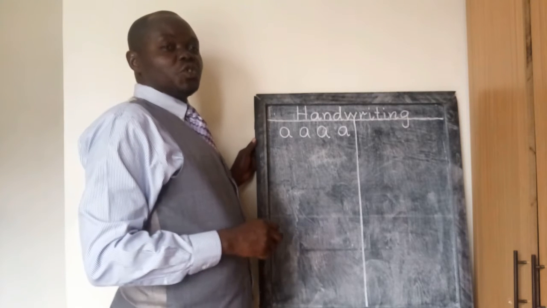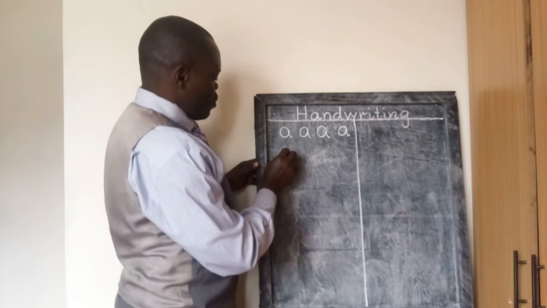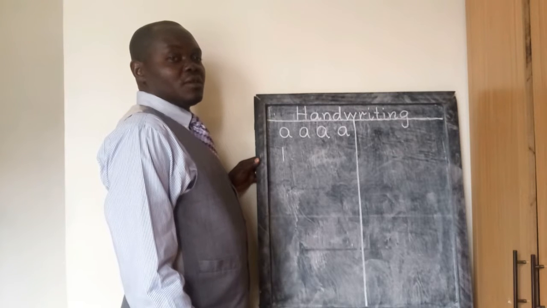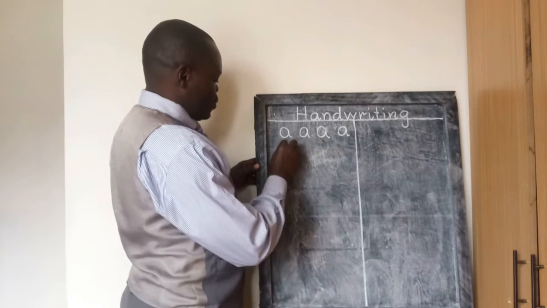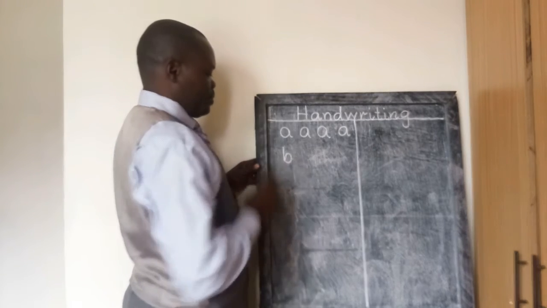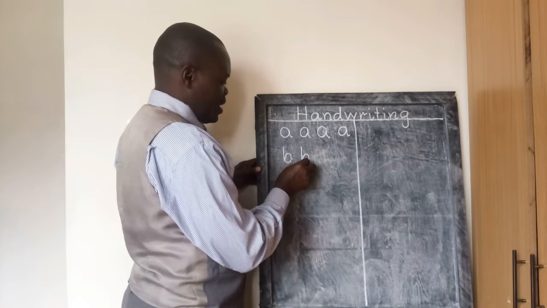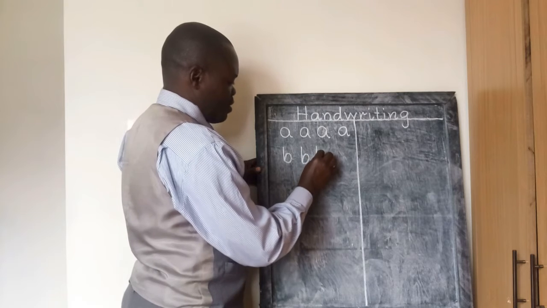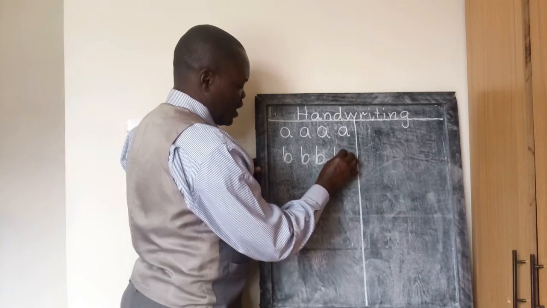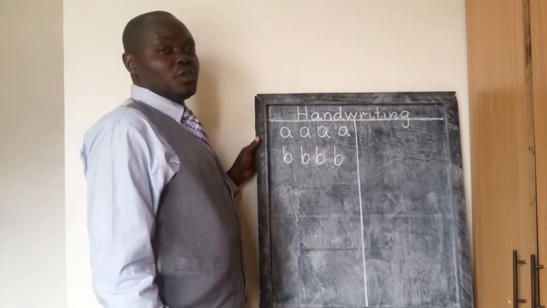Now, we want to shape letter B. If you want to shape letter B well, start with that stroke. Remember not to lift your hand, so you write that stroke, then write an oval just like you had written in A. I repeat, stroke and oval just like in A. You will have written a very, very good B.